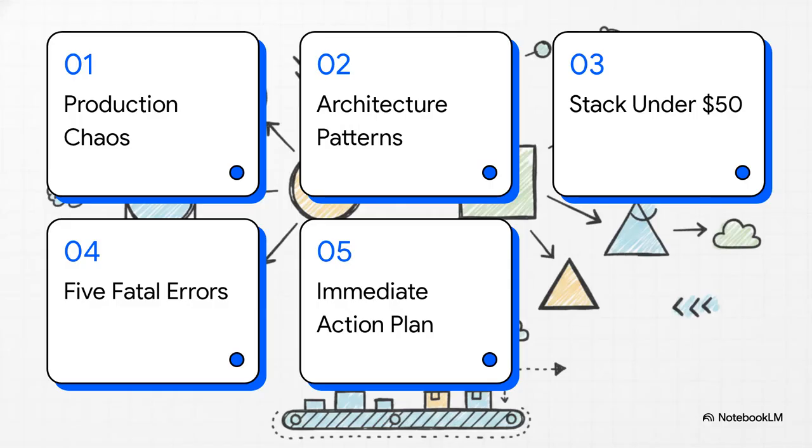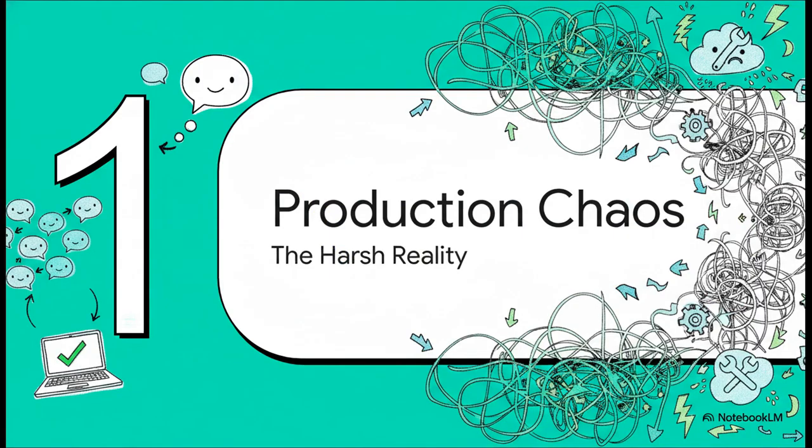Here's our game plan for this sprint postmortem. We're going to quickly cover production chaos, then dive into our 6 architecture patterns, show you how to build a highly available stack for under $50, go over 5 fatal errors you absolutely must avoid, and wrap up with an immediate action plan. Okay, let's kick things off with Section 1, Production Chaos.